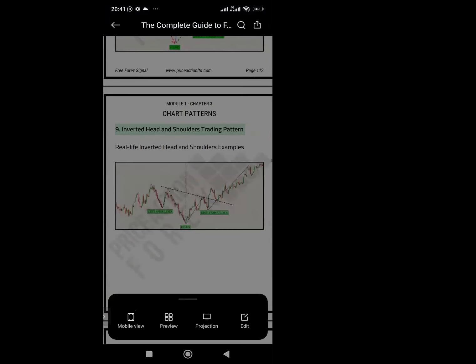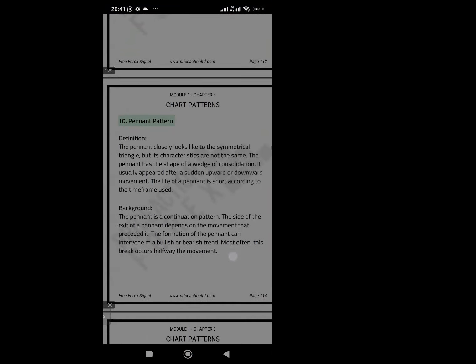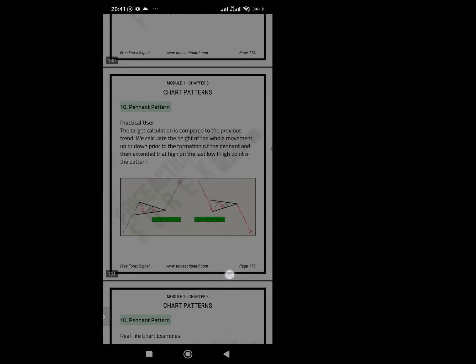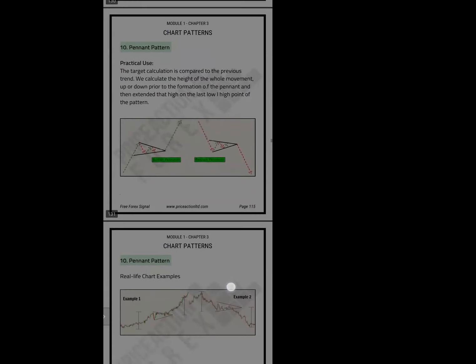That's what we have here again. You have the pennant pattern. Apparently, I would say not too much on the pennant pattern. Yeah, it's more of a symmetrical triangle. Most times, I even find it hard to identify the difference.